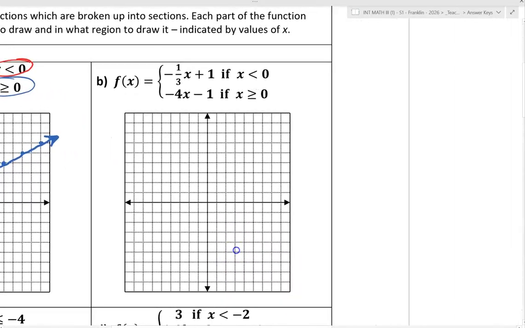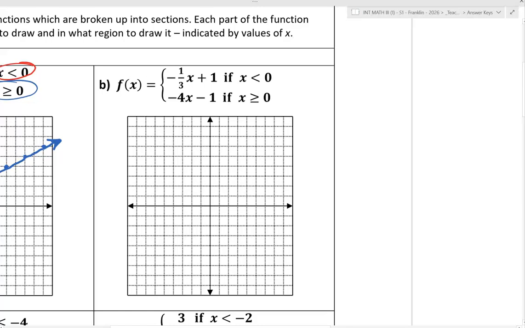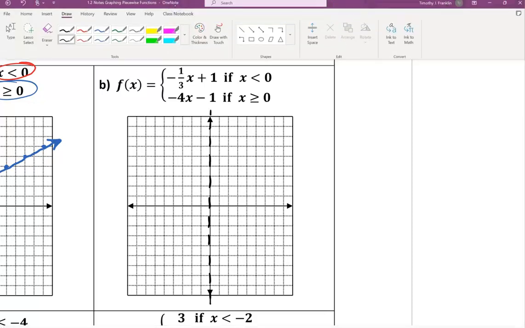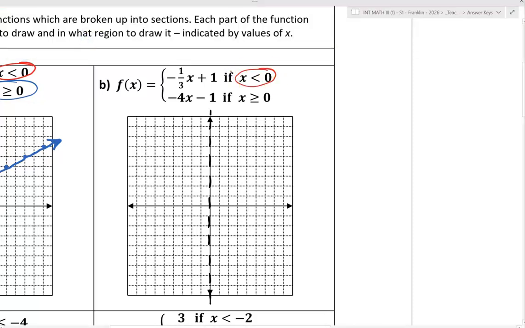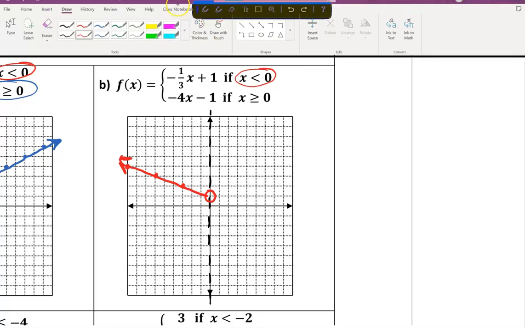Okay, looking at example B, we have f of x equals negative 1/3 x plus 1 if x is less than 0, again, and negative 4x minus 1 if x is greater than or equal to 0. So again, I'm going to mark my change point. It's still x is equal to 0 here, just to help me remember. And then for red, I'll do the less than 0 part. So again, we have less than, so our intercept is going to be an open circle, so I know that I'm not including 0 in my solution. And I go down 1 over 3 or up 1 left 3 is what I'll end up doing here, because I don't want to go on the right side of that line.